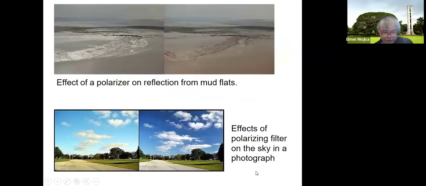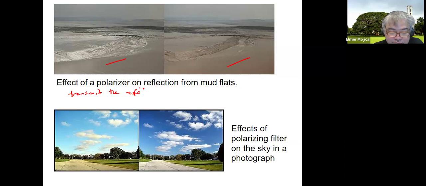Okay, so let's try to look at this one. So this is an effect of a polarizer on reflection from a mud flat. So both of them have a polarizer. So what's the difference? Why do you see this scene and why do you see this one? So how do you think the polarizer is rotated here? So we could say the polarizer here is rotated to transmit the reflection. Now by rotating the polarizer 90 degrees here, almost all the specularly reflected sunlight is blocked.